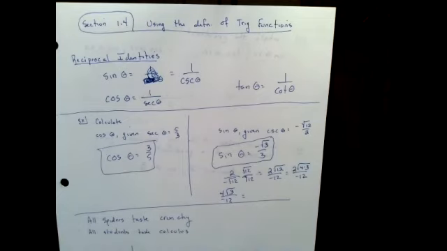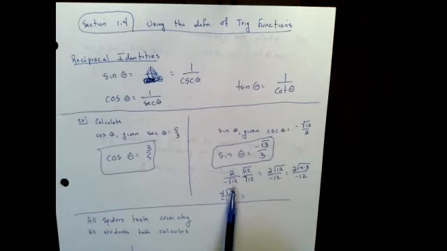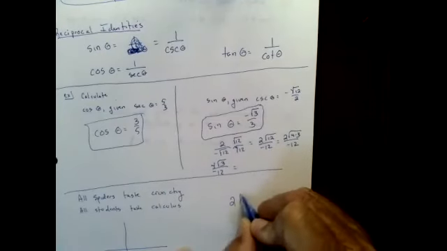Kelsey, welcome to the big show. What do you got? I have a question. Why, for finding sine given cosecant, why didn't you stop at 2 square root of 12 over negative 12? Why did you expand it more to square root of 4 times 3?